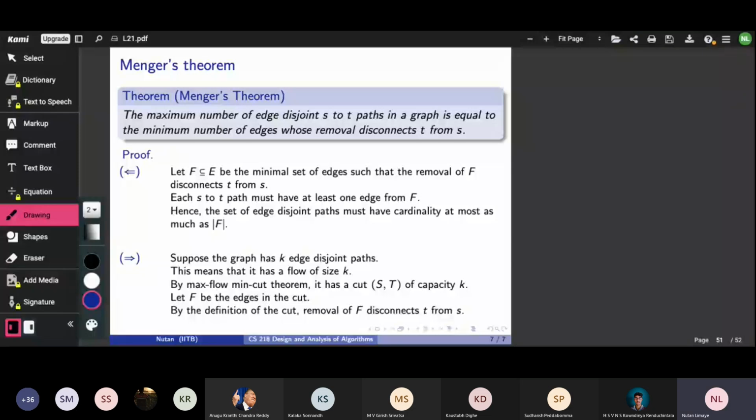So this basically shows that the maximum number of edge disjoint S to T paths in the graph is equal to the minimum number of edges, removal of which disconnects T from S.